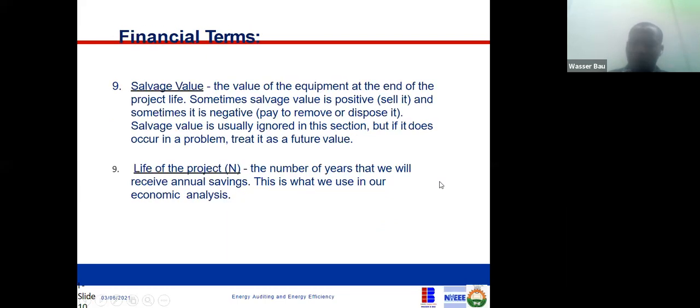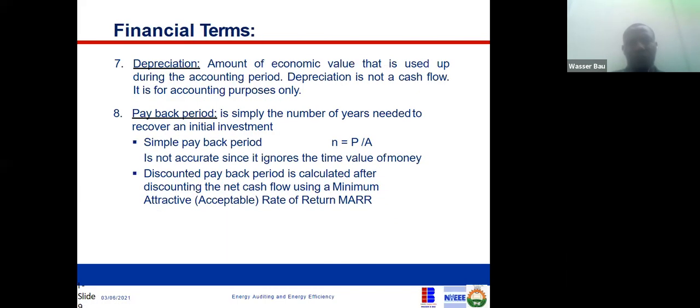So the next term is depreciation. Depreciation, you say, is an amount of economic value that is used up during the accounting period. Depreciation is not a cash flow. It is for accounting purposes only. So depreciation is the loss in economic value of an investment, be it a project, a machinery, or something of value. As you said, it's not a cash flow. You don't say my depreciation is 5 naira or 2 naira.